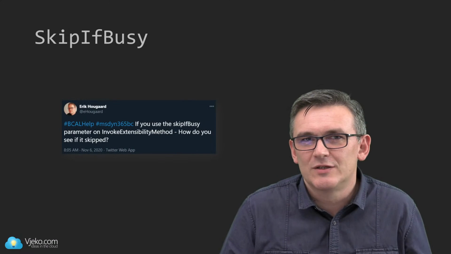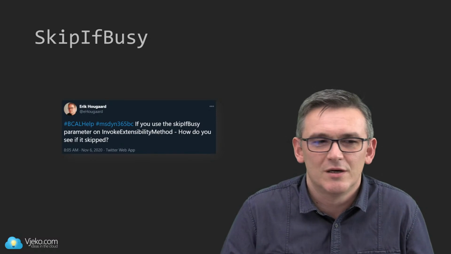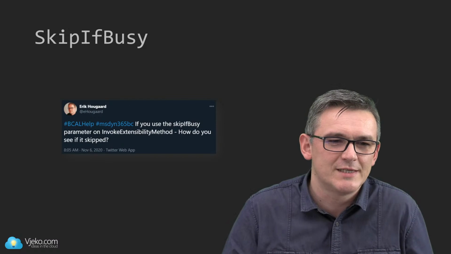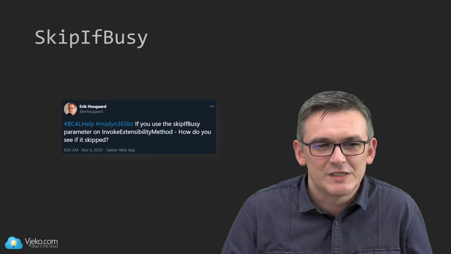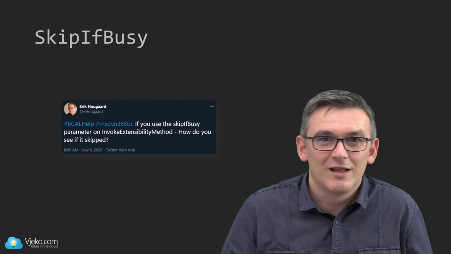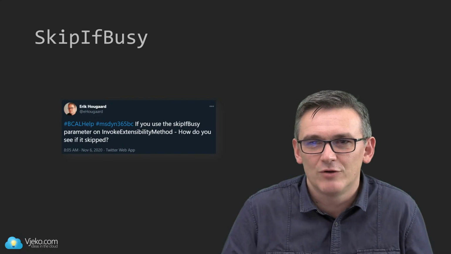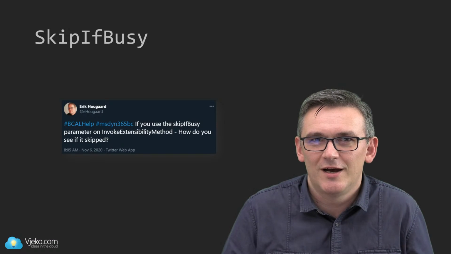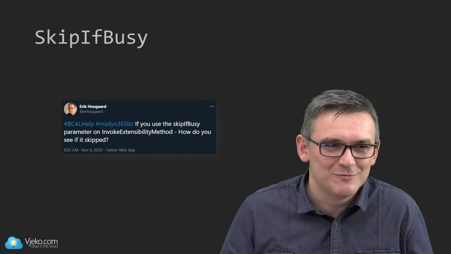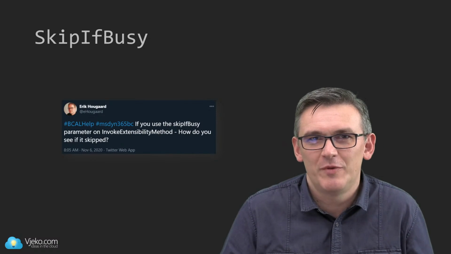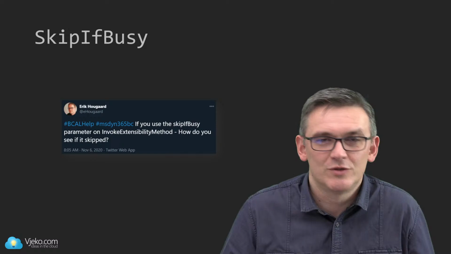It all started with this innocent tweet from Eric Hugard a couple of months ago when he was struggling with this, and I'm going to read the question. So the question says, if you use the SkipIfBusy parameter on invoke extensibility method, how do you see if it is skipped? And this actually triggered me into trying to help him. He eventually picked a different route, but this tweet actually made me consider starting my video blog. So in a way, the reason why I'm here might be this tweet, because this was a topic I wanted to cover once, even though it is a very short topic, and I didn't want to start off with that.